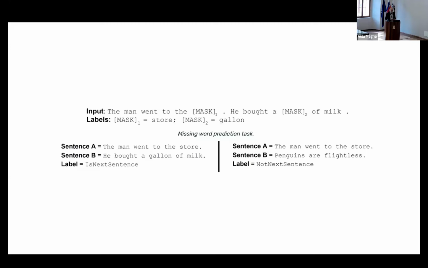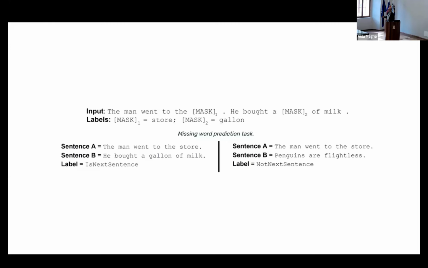And so they came up with this idea of masking. So I have a sentence. Let's take the first example on top. I have a sentence: The man went to the blank. He bought a blank of milk. And that blank is actually known. If I grab a text, if I grab anything on the internet, I do have sentences like this, which most of the time make sense, not all the time, of course, but most of the time they make sense.